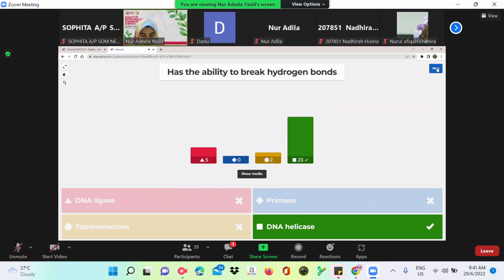Okay, DNA helicase. So what is the role of helicase here? How do you explain it? Helicase has the ability to break hydrogen bonds. You can understand this by understanding the role of helicase. Helicase is the one that unwinds the double-stranded DNA. So the unwinding of the double-stranded DNA involves the breakdown of the hydrogen bonds.